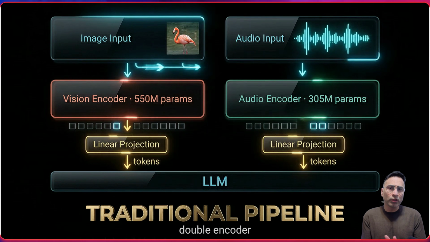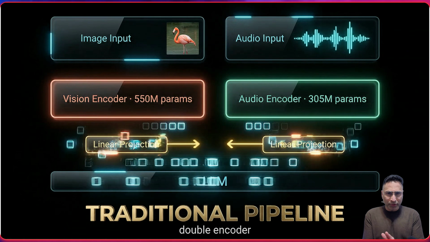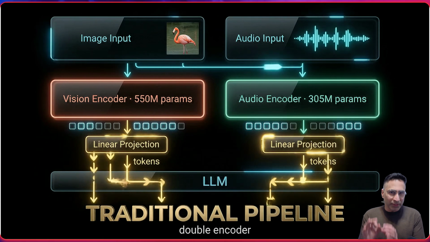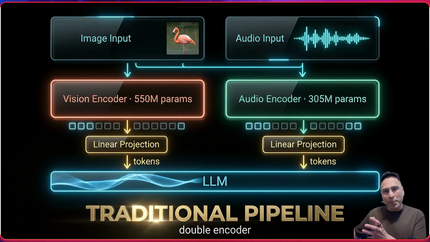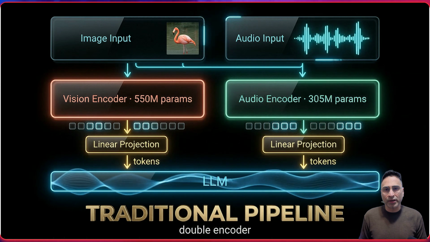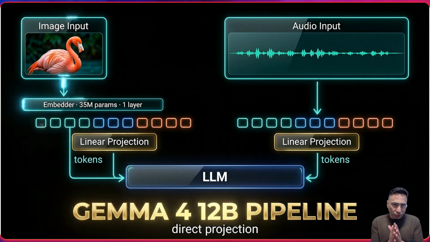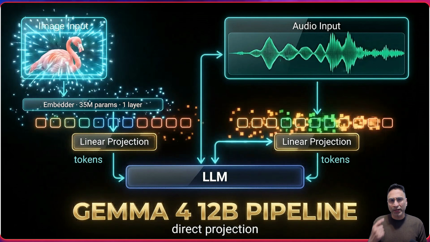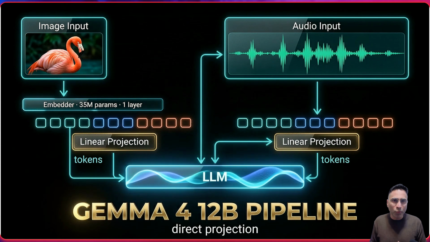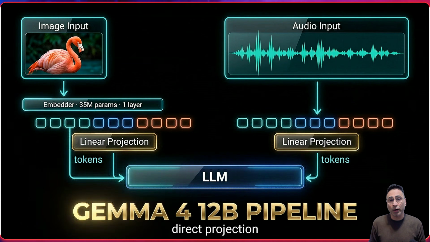Normally, when a model looks at an image or listens to audio, that input first runs through a big separate component, which is the encoder. This will process it before the main model ever sees it. A vision encoder for images and an audio encoder for sound. Now, Gemma 4 12B throws those out completely. The image and audio go straight into the model. There's basically no middleman. We'll dig into this a little bit later, but this is the heart of this whole new thing.